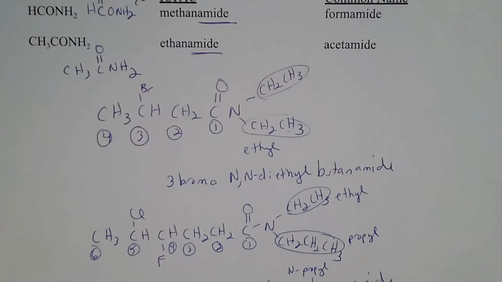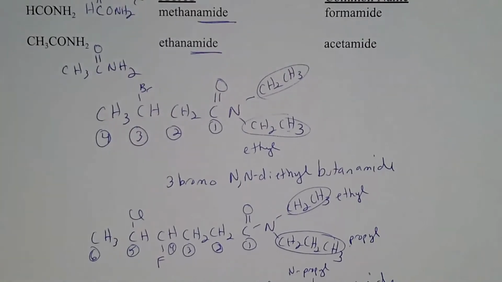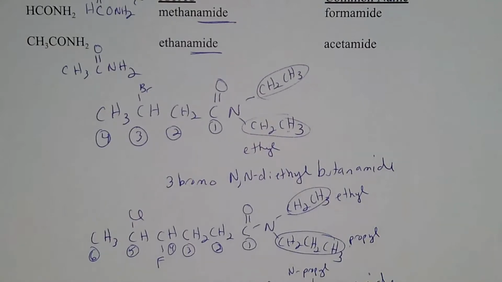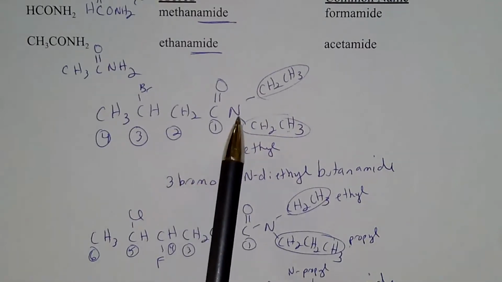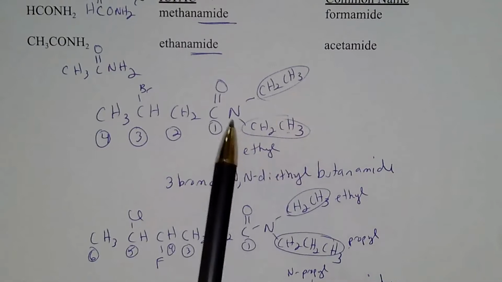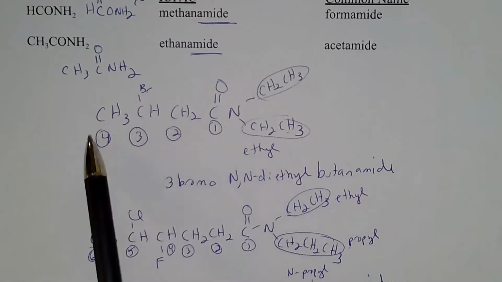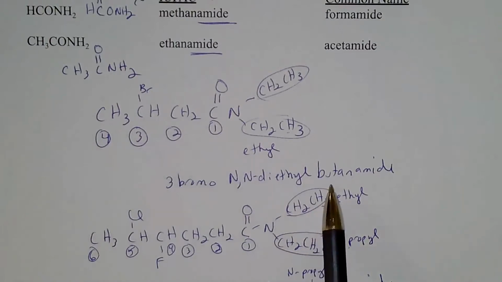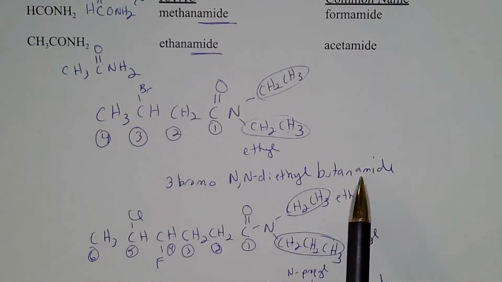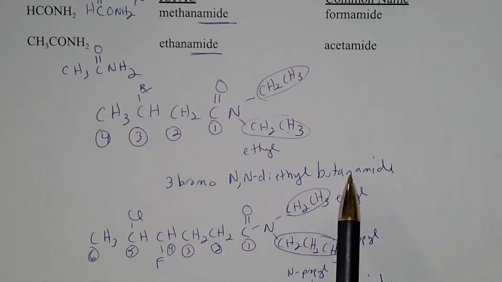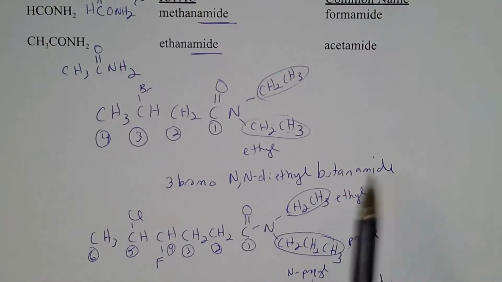And just like with the nitrogen before, I'm going to use the nitrogen as my numbering system. So again, if I have this example where I have 4 carbons attached to the nitrogen, that's my longest chain. So it's going to end in butanamide. You're going to call it butane, drop the E, and then put amide at the end.